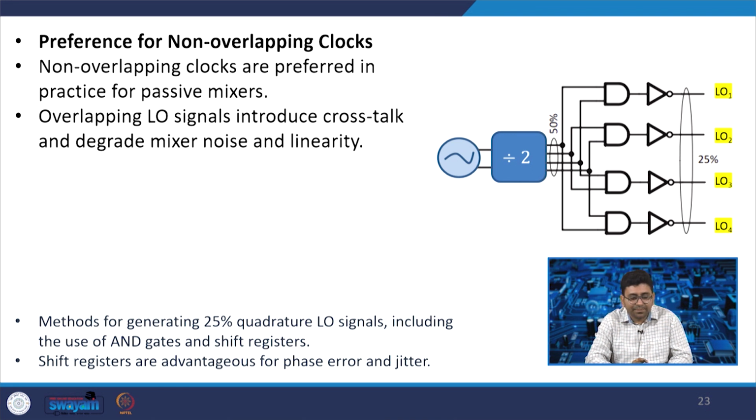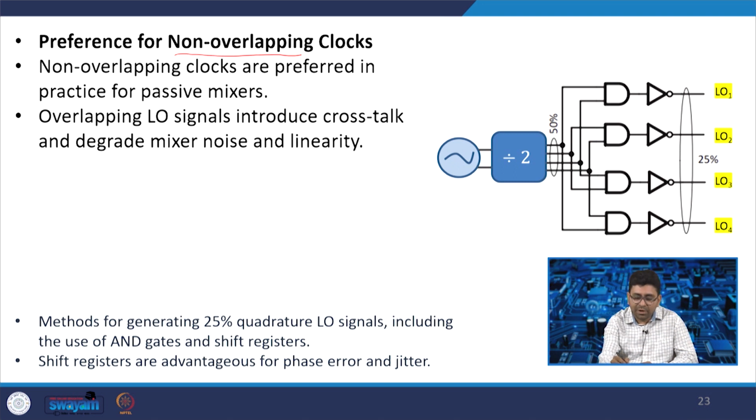So, that is why we should give preference to generating the 25% duty cycle, but preference will be given to the non overlapping clocks. So, how can we generate the non overlapping clock? On the right side we have a figure which is widely used to generate a non overlapping clock.